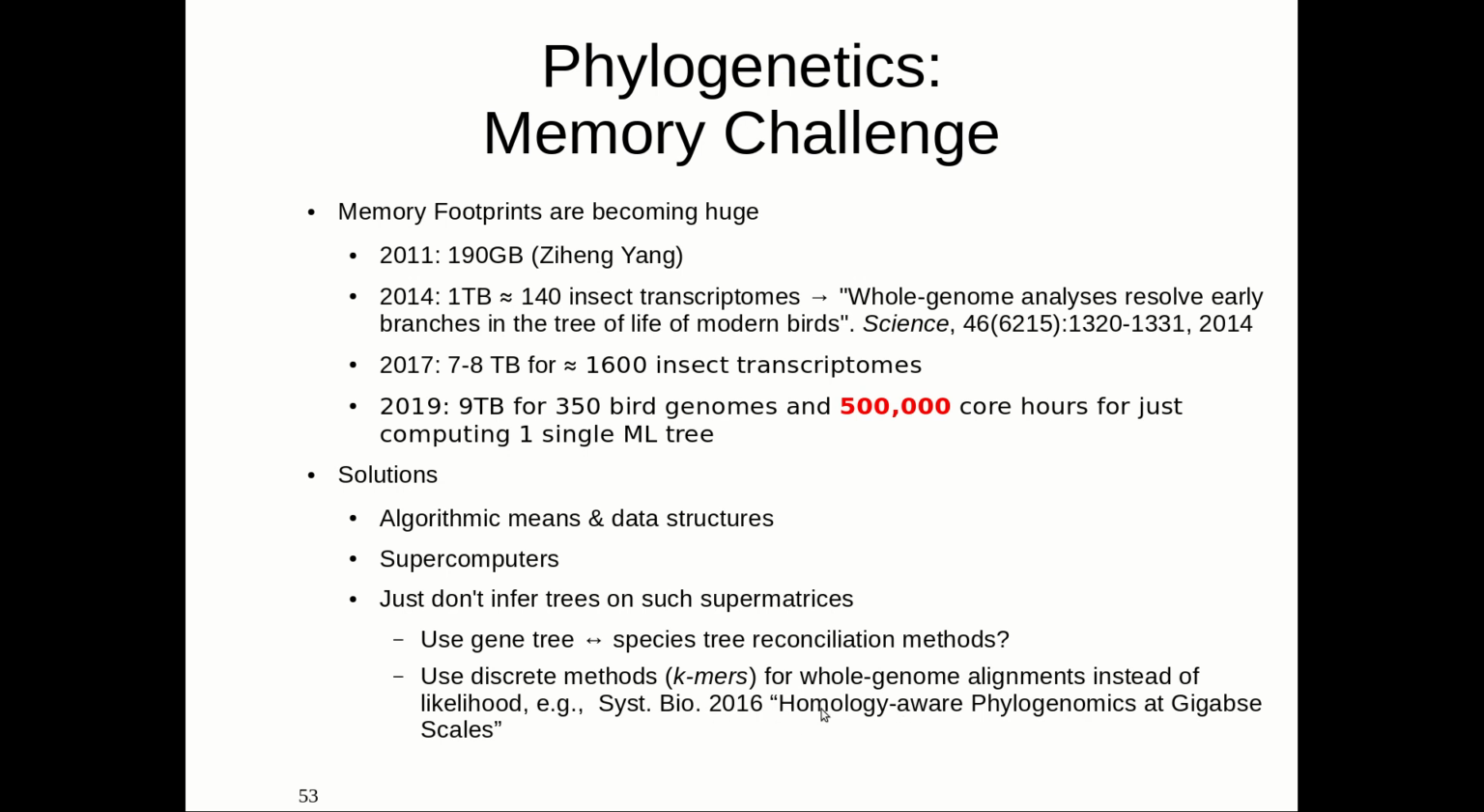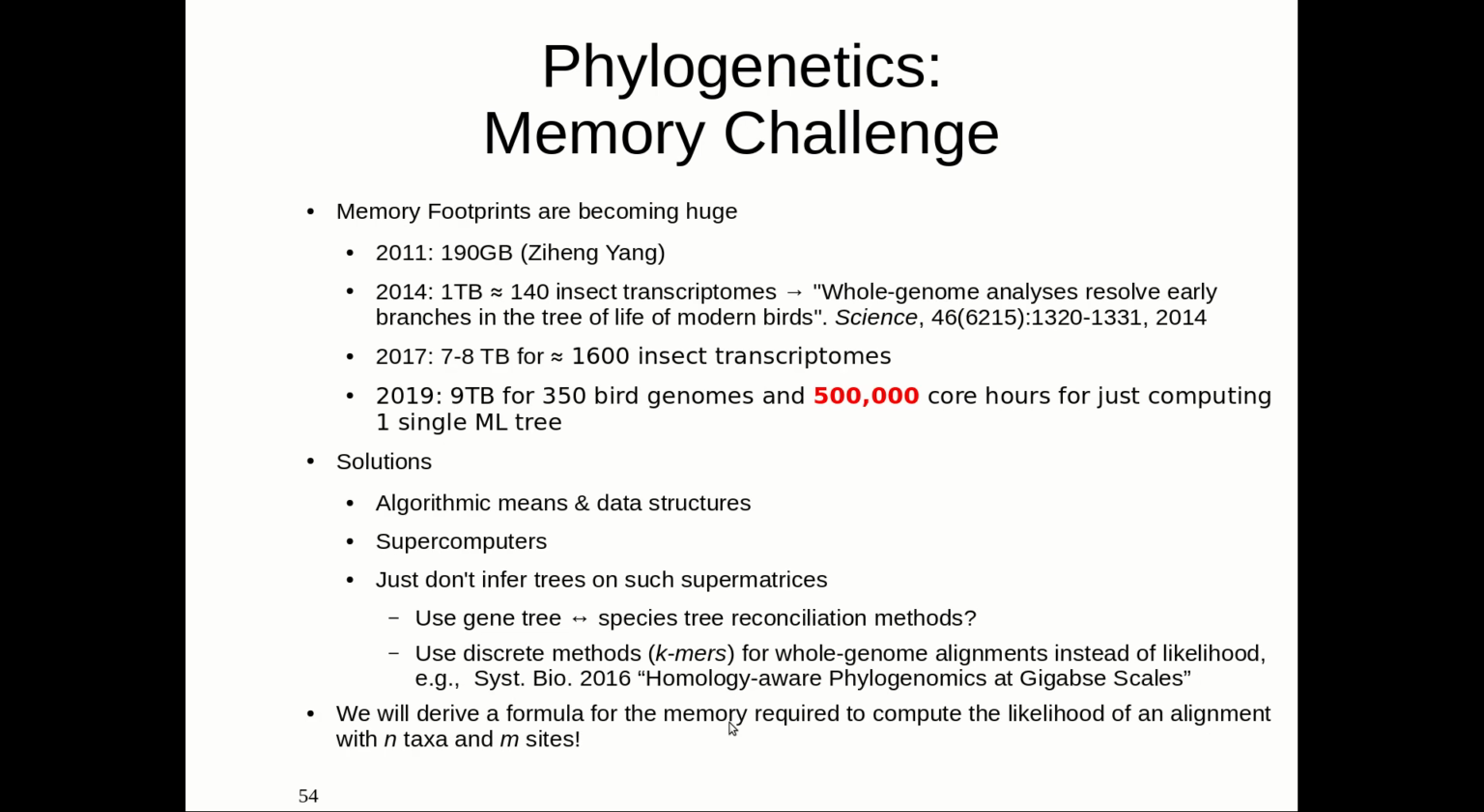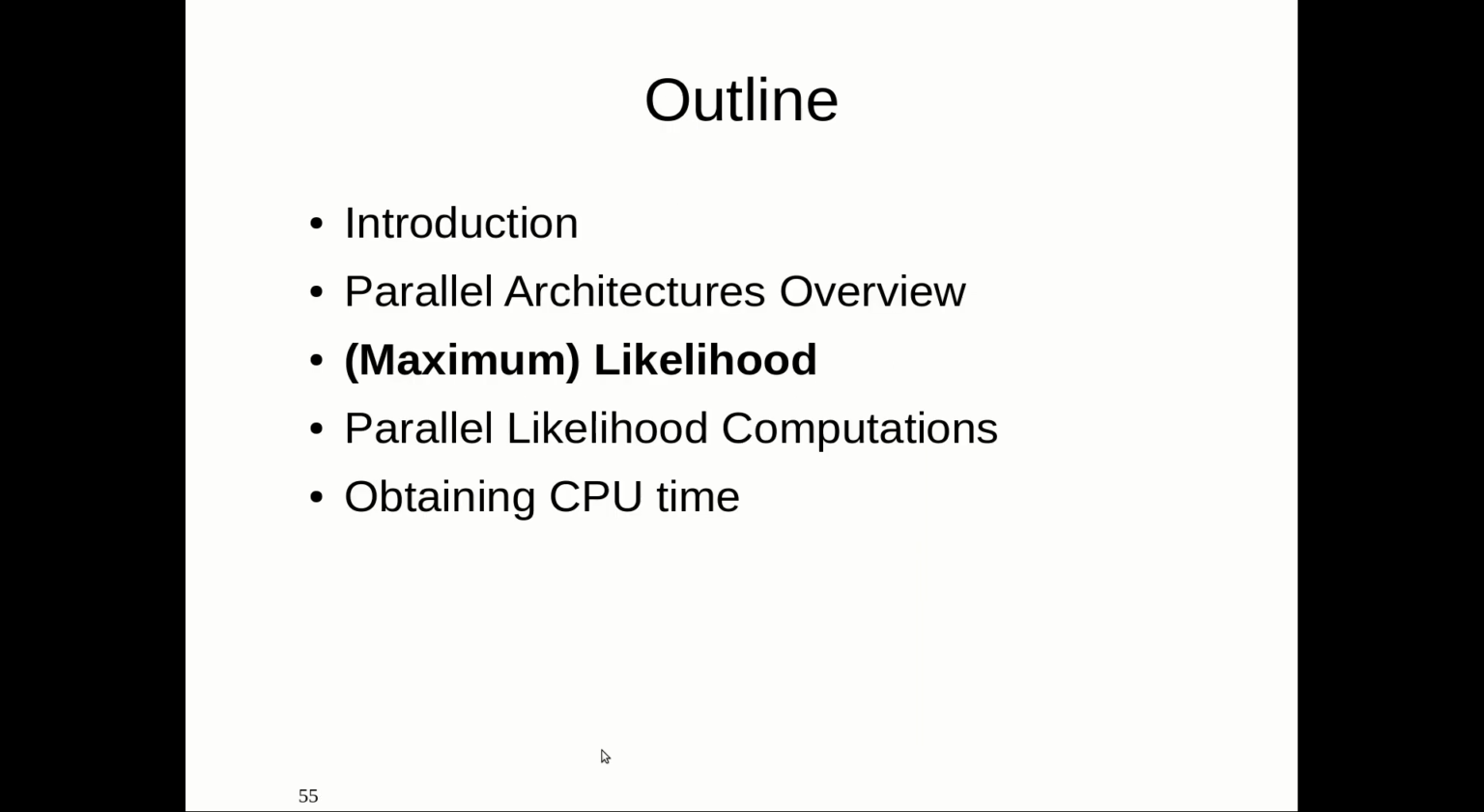Here's just an example paper of how this could be done. You try to use maybe simpler methods because you have so much data. You would want to use simpler methods to analyze the data. And so one thing we're going to do is derive a formula for calculating the memory required to compute the likelihood on an alignment of a given size of n taxa and m sites. So we'll do that later on.